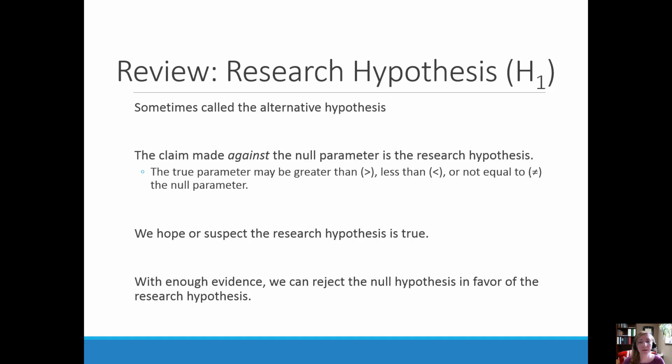The null hypothesis always has the true parameter equal to the null parameter, so the research hypothesis will always claim that the true parameter is greater than, less than, or not equal to the null parameter. We use the term research hypothesis in this course instead of the term alternative hypothesis because our research hypothesis is closely related to our research question.